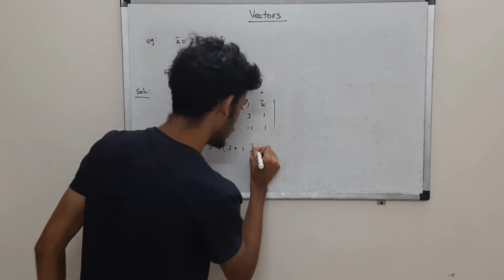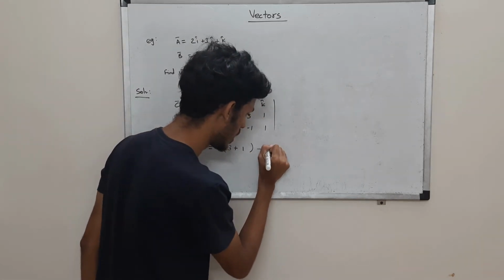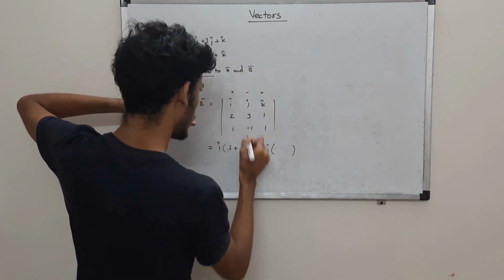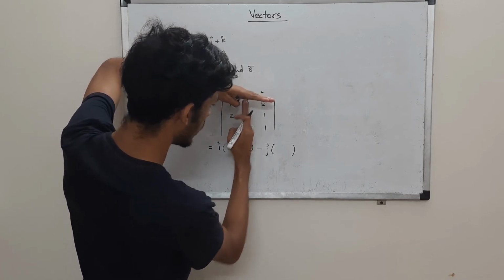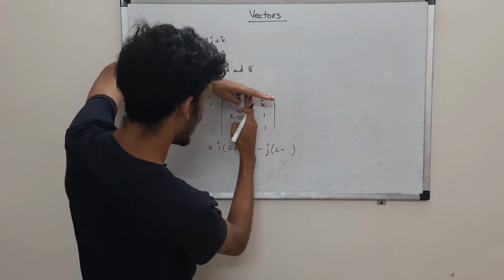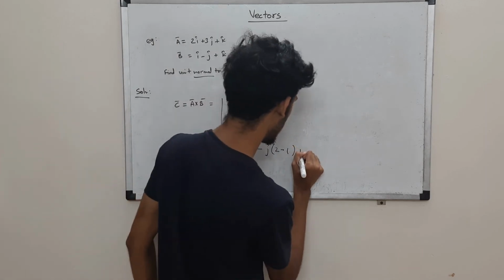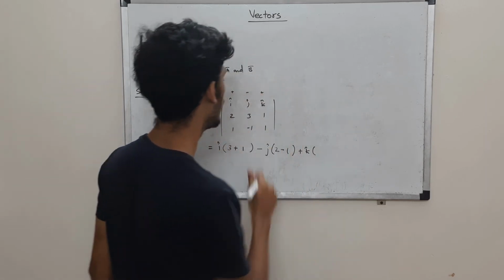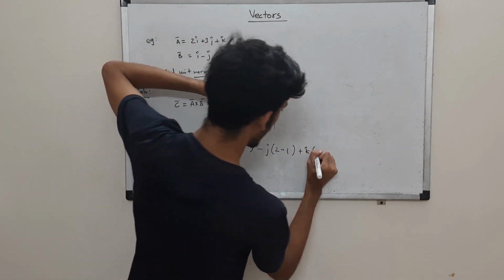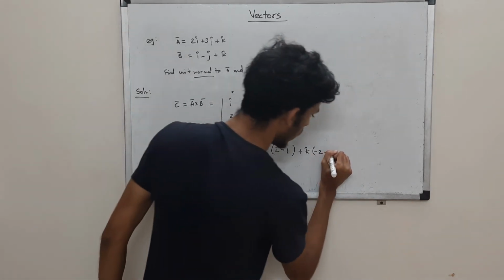Now let's do that again. For I cap it is plus, for J cap it is minus. For J cap we'll cross out this and this. So 2 ones are 2, minus sign in between, and this we have to multiply. 1 into 1 is 1. Plus K cap, positive for K cap, and now cross out this and this. 2 into minus 1 is minus 2, minus sign in between, and 3 into 1, 3.